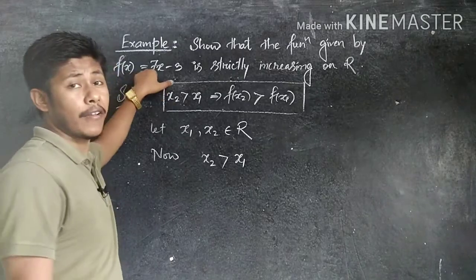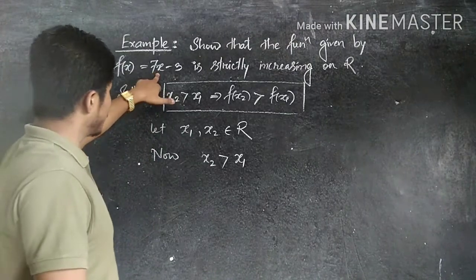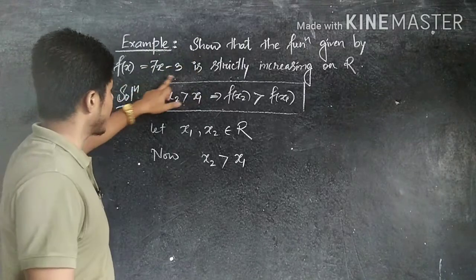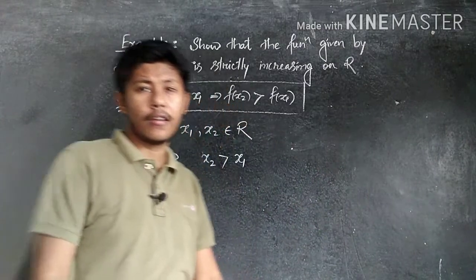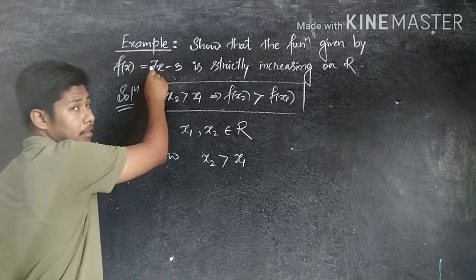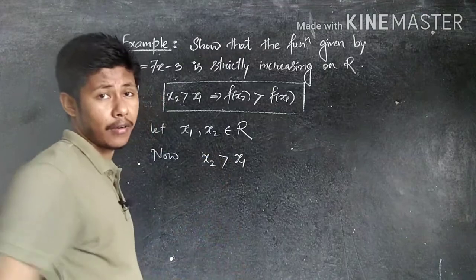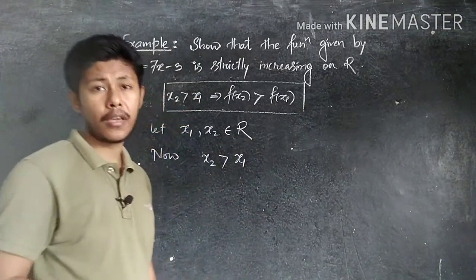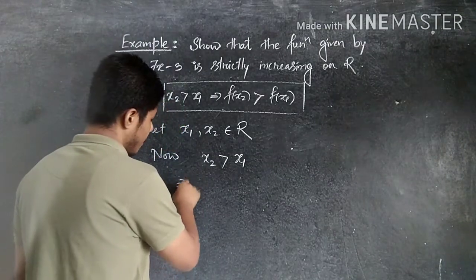Now what we get here is 7x2 minus 3. So our task is to arrange the result in such a way that it comes in the form 7x1 minus 3 and 7x2 minus 3. Is it clear? So how can we arrange this one? First of all, you see here that x is multiplied by 7, so multiplying both sides by 7. If we multiply both sides by 7, the sign will remain the same in case of inequalities. In class 11 we already discussed this.